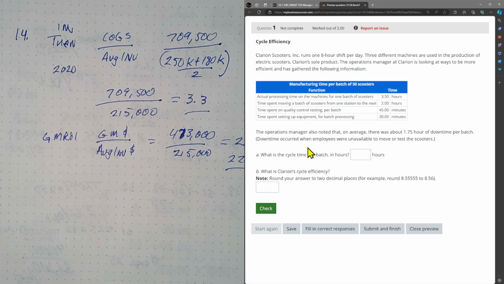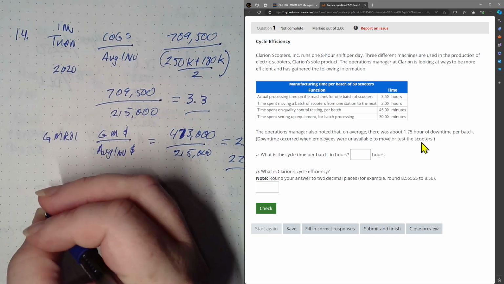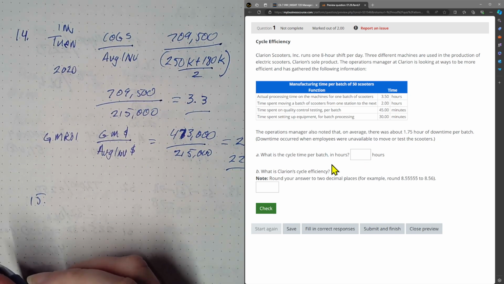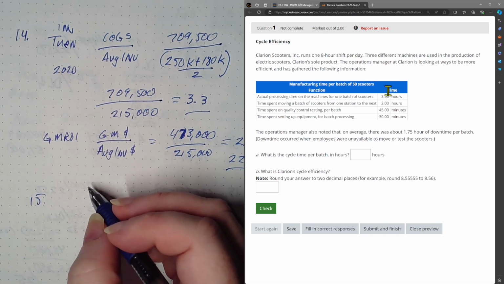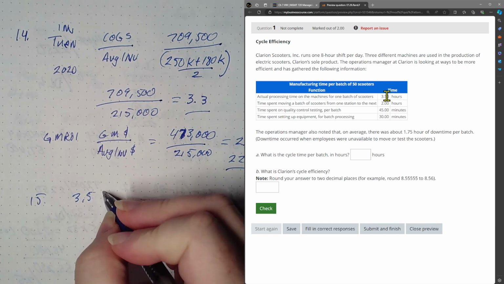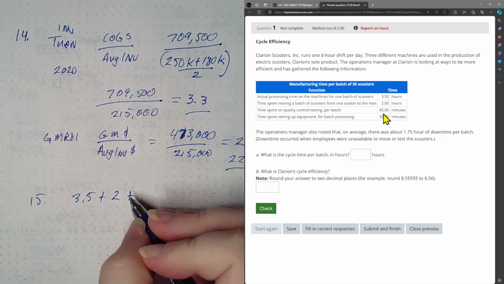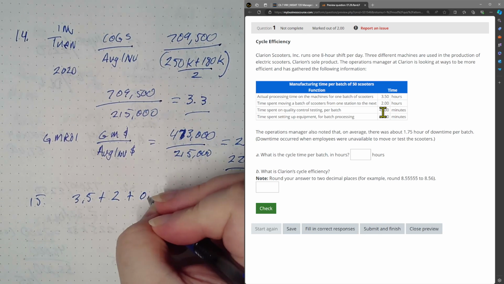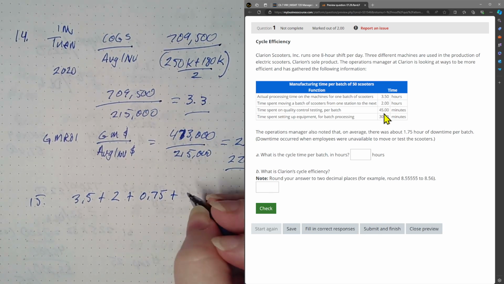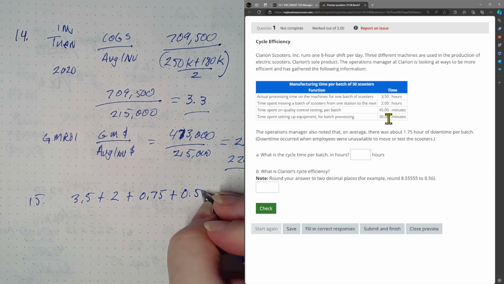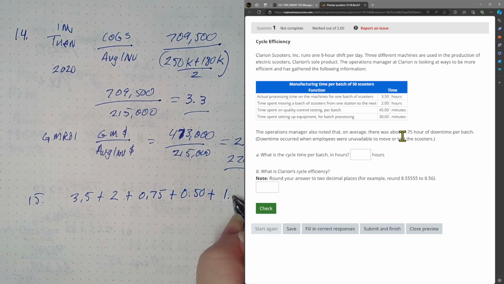We want to minimize, I guess I shouldn't say maximize. We want whatever the processing time to be, whatever, but we want to minimize all this other wasted time. So it's saying the operations manager also noted on average 1.75 hours of downtime. Okay, so it says, what is the cycle time per batch in hours? Well, we start off with the processing time of 3.5, then it's 2 hours. Now 45 minutes, well, that is 3/4 of an hour, right? 30 minutes is half an hour, and then it's 1.75 for downtime.